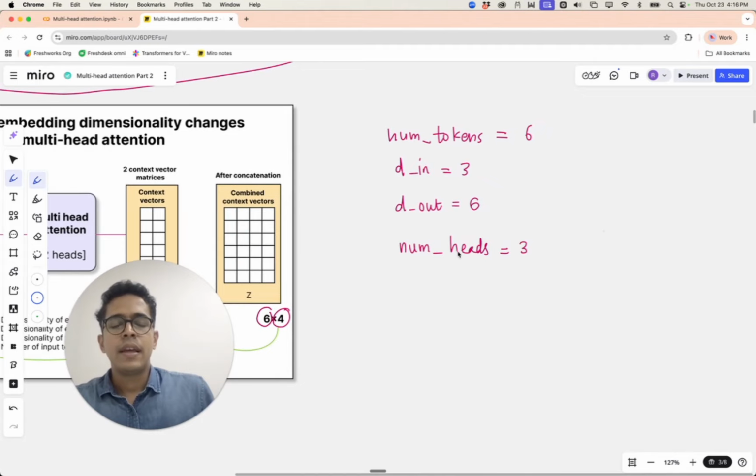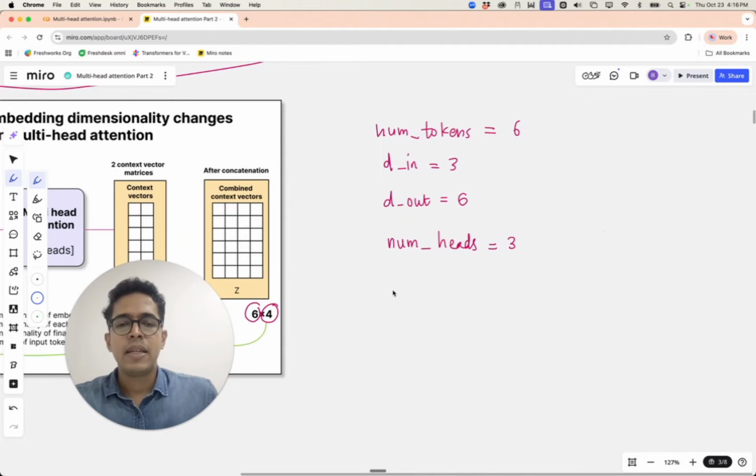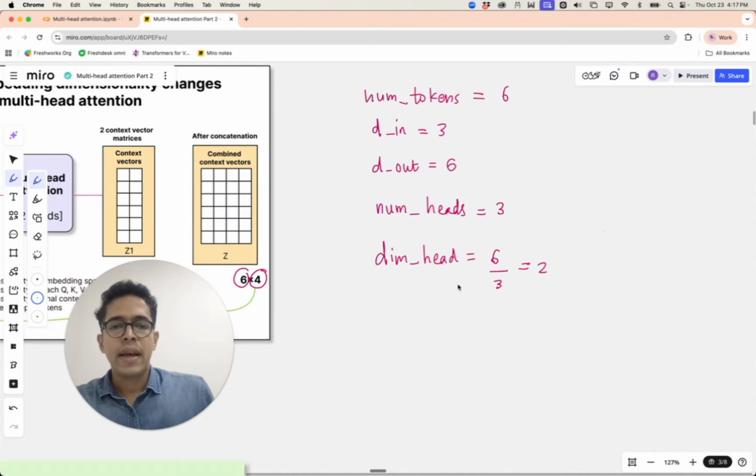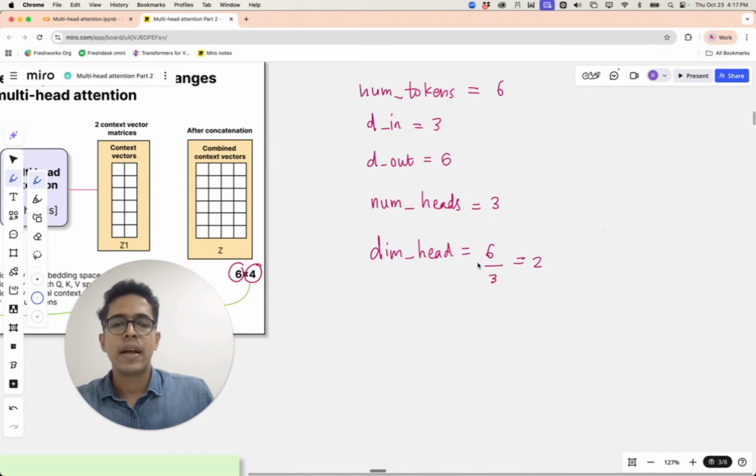Now, given these things, what will be the dimensionality in each attention head? Dimensionality in each attention head will be whatever is the output dimension divided by the number of heads. So here the output dimension is 6, divided by 3, equal to 2. So each attention head should have a dimensionality of 2, correct? Now, when we concatenate, how many attention heads are we concatenating? We are concatenating 3 such attention heads.